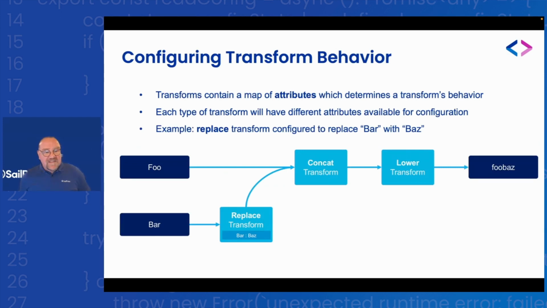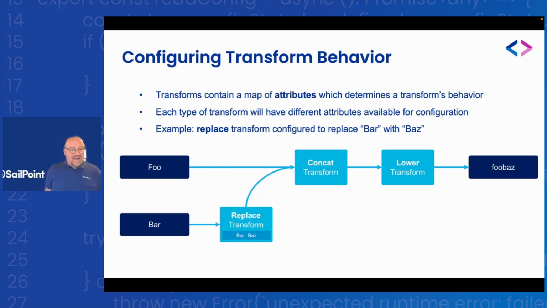So one of the things I said is that each of these transforms can be configured to behave in different ways, and that's done via what's called an attribute map, or a map of attributes which determine its behavior. Each transform will have its own very specific configuration. So please read the documentation on each transform to understand what those would be.